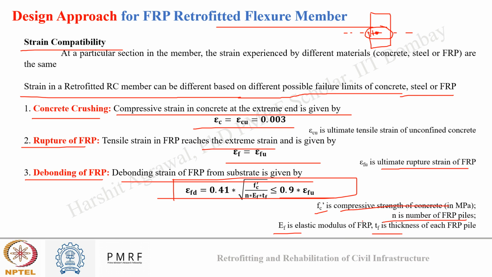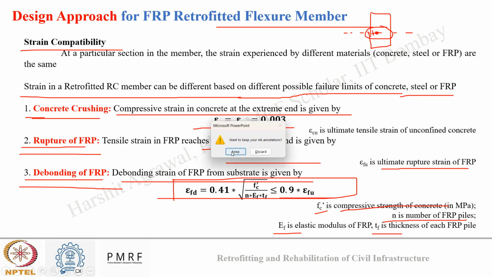Okay, so based on the strain value that we are getting, we will be able to design and dictate the failure mode also. Okay, we will see its application when we do the numerical. For now, just try and remember these three conditions. There can be concrete crushing, there can be rupture of FRP, and there can be debonding of FRP. Its application we will see later on.